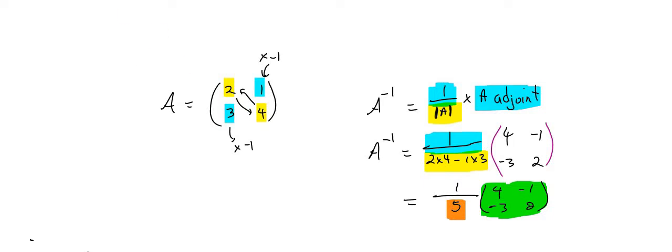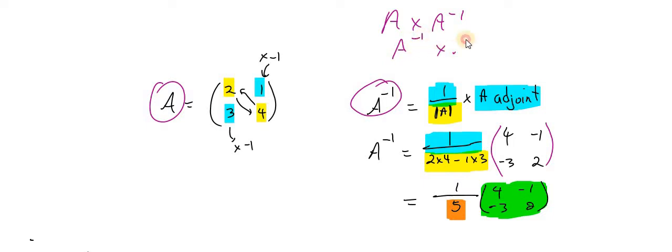Now, here's the thing though, here's the deal. Whenever you multiply a matrix by its inverse, so let's say we take matrix A and multiply by its inverse, A multiplied by its inverse, or its inverse times A, these two will result in the same thing, the identity matrix, which looks like this: 1 in the leading diagonal and 0 in the non-leading diagonal. This is called the identity matrix.